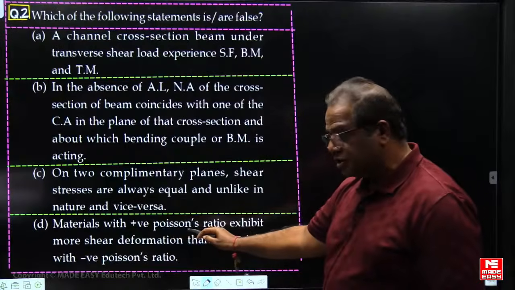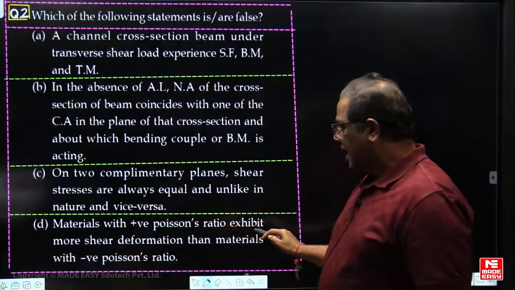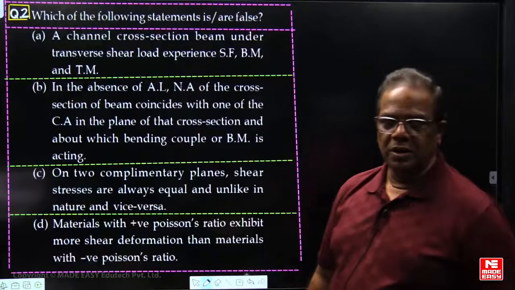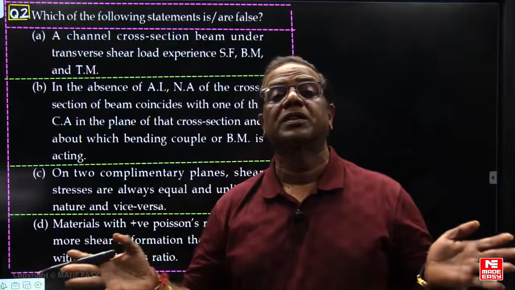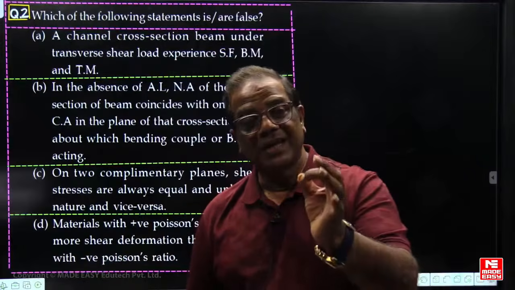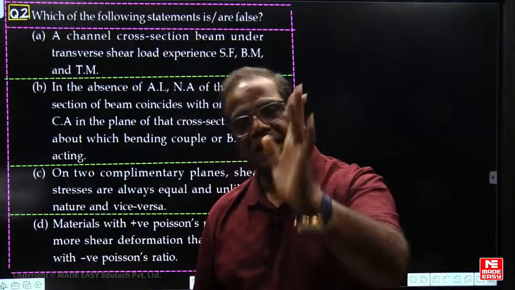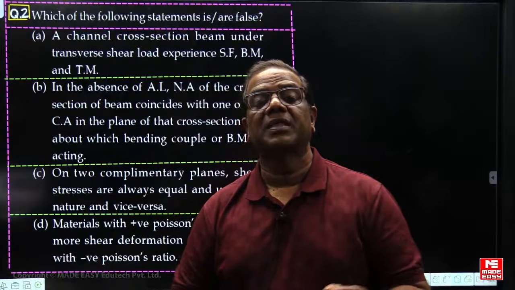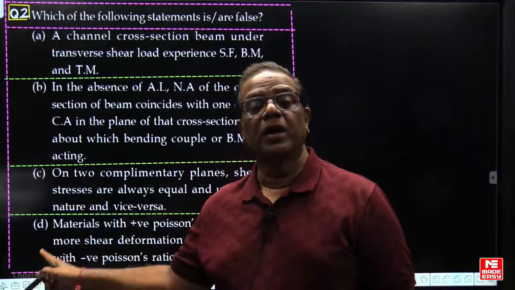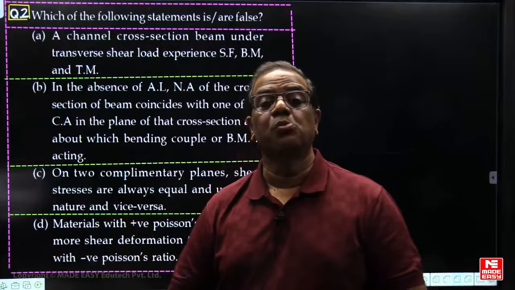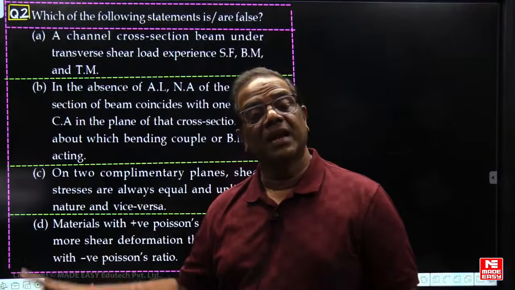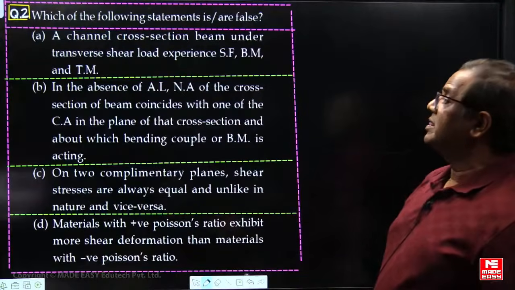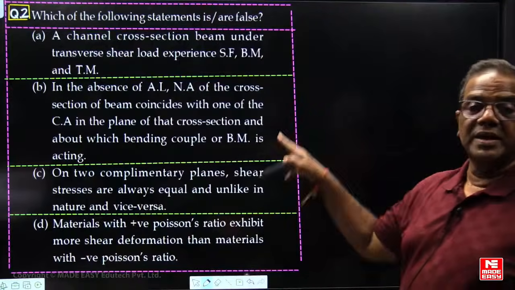Next, material with positive Poisson's ratio exhibit more shear deformation than material with negative Poisson's ratio. Most of the materials are having the positive Poisson's ratio, but कुछ material के लिए positive Poisson's ratio negative होने के chances है. But most of the engineering applications we are dealing with a material with a positive Poisson's ratio. So when the Poisson's ratio is positive, it will exhibit more shear deformation than a material with negative Poisson's ratio. Now we'll check it now. Now which statement is incorrect है? Which statement is incorrect?